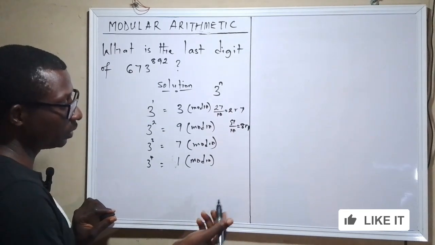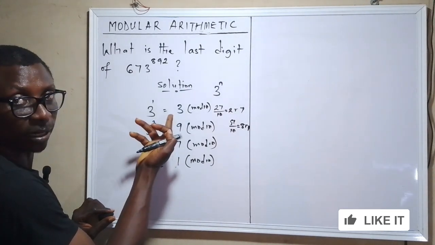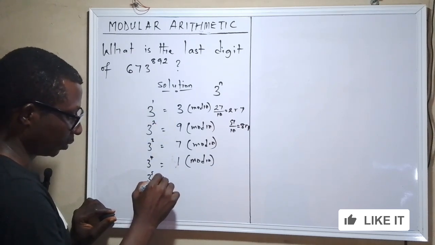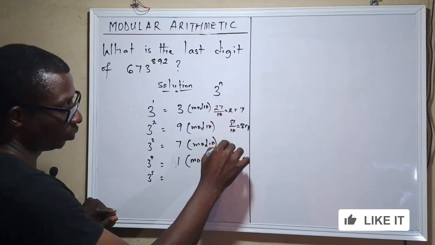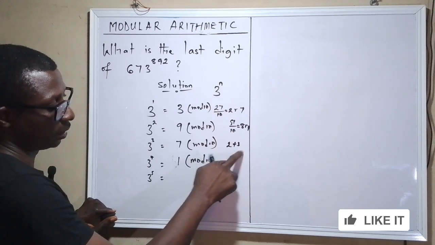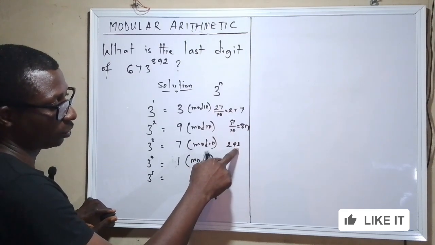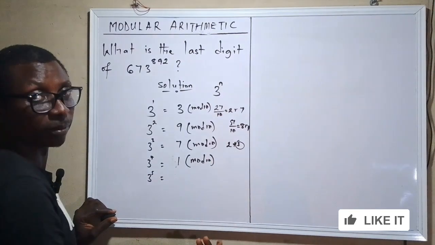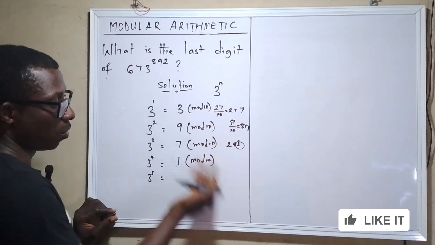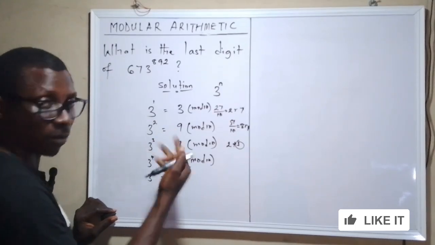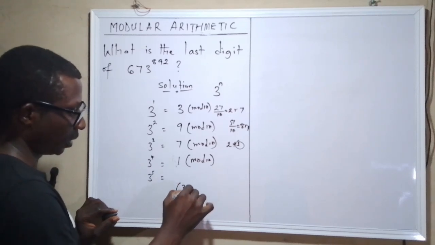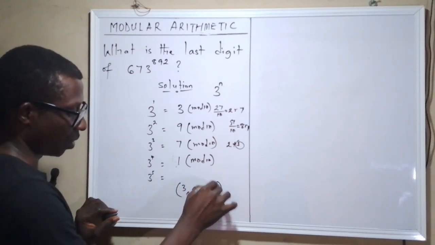So we continue until we have another number 3. So if we have 3 raised to the power of 5, that is going to give you 243. Right? So now when you divide this by 10, the remainder is going to be 3, because that's the last number. So that's the last digit. So the remainder is 3. So when you continue, you have 9, 7, 1. So you will have this pattern of numbers: 3, 9, 7, 1.